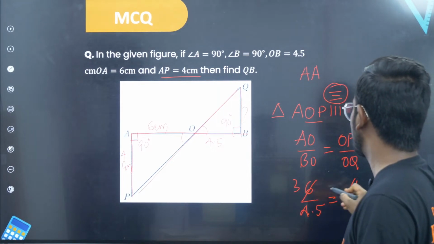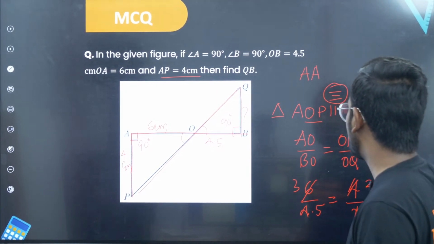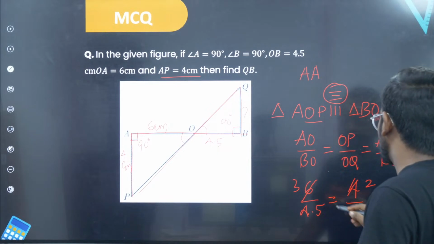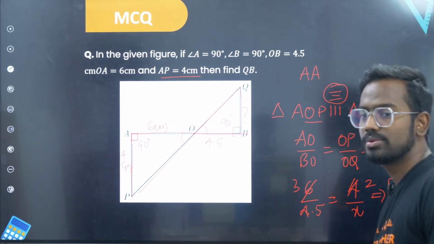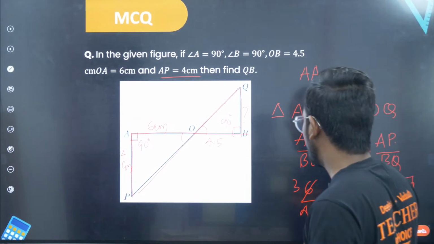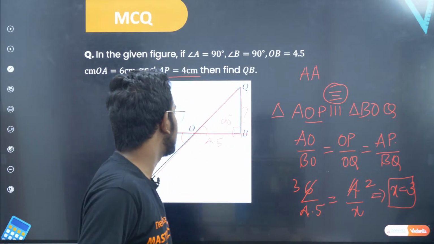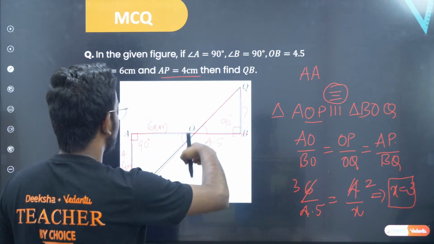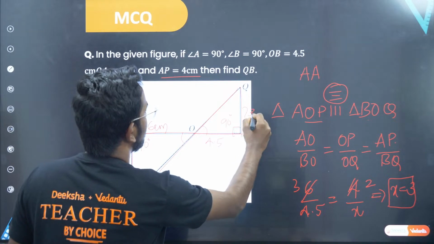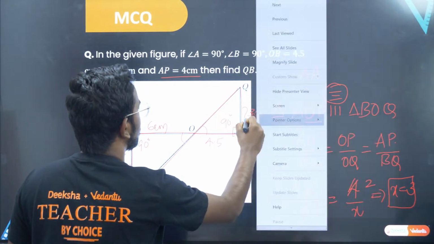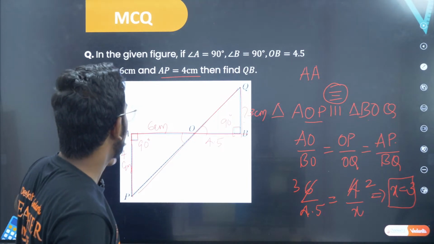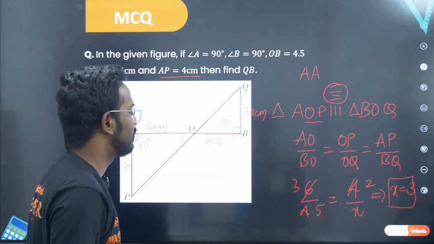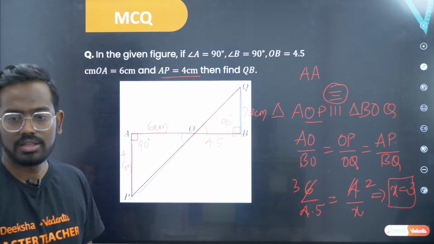So now try to simplify. This is 3 times, this is 2 times, 2 times of 4.5 is 9. So 3x is equal to 9, then x is equal to 3. So if you simplify, 4.5 into 2 is 9, 9 by 3 will be 3. So the length of this is basically 3 centimeter. If you observe, you had 6 by 4 is equal to 3 by 4.5. They are one and the same. So this is how you can verify this.